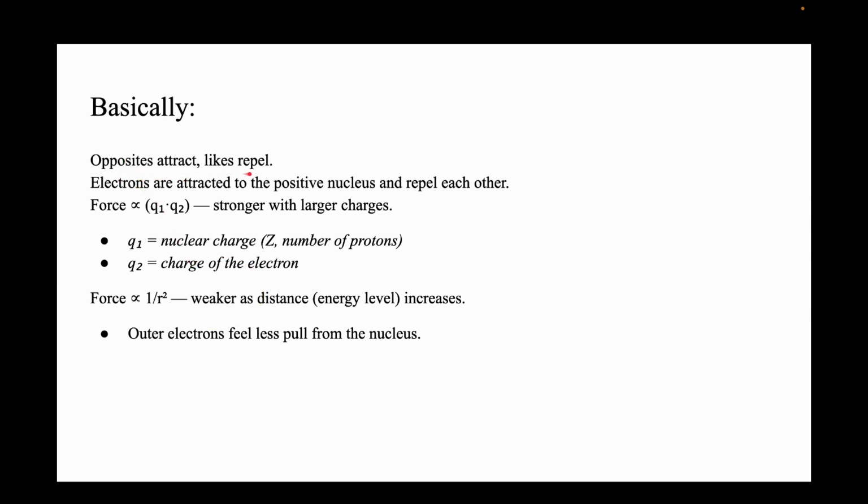Opposites attract, likes repel. Electrons are attracted to the positive nucleus and repel each other. Force is proportional to Q1 times Q2, where Q1 is the nuclear charge and Q2 is the charge of an electron. And force is proportional to 1 over radius squared. It's weaker as distance increases. And finally, outer electrons feel less pull from the nucleus.